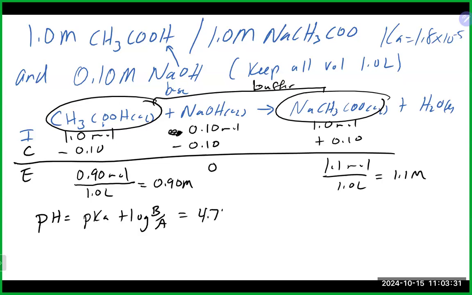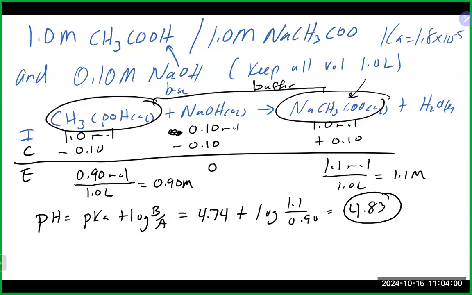So same pKa value, 4.74 plus the log. The one that's our base has 1 less hydrogen and usually a spectator ion. So that's going to be 1.1 divided by 0.9. And that's going to give us here a pH of 4.83.